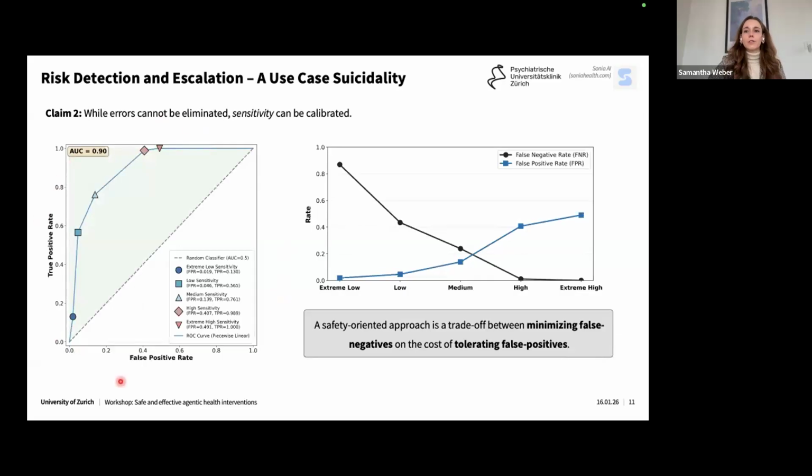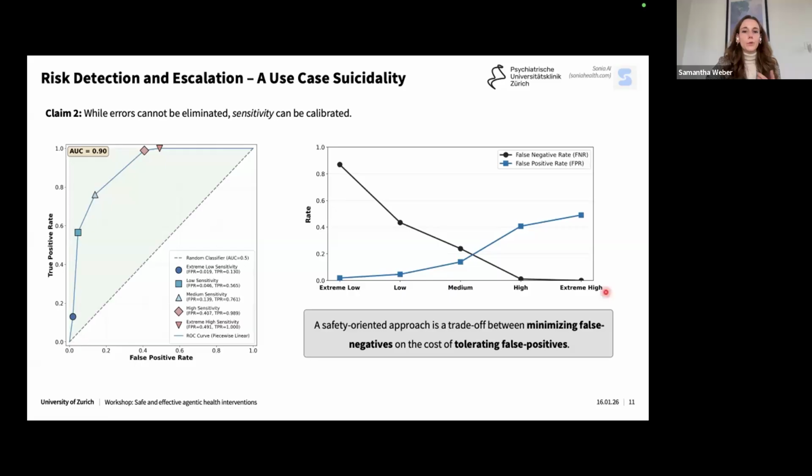On the left here, you see the receiver operating curve comparing these 5 sensitivity levels. Across this configuration, the model achieved an area under the curve of 90%, which indicates strong overall discrimination between high and low risk cases. But the key point here is actually not the area under the curve. It's that each point corresponds to a different operational choice. And this translates into the second figure.